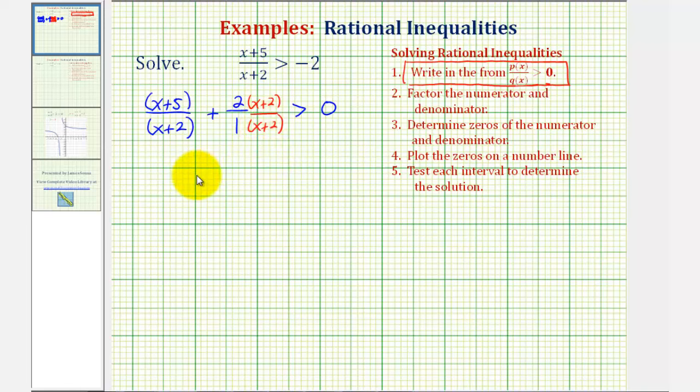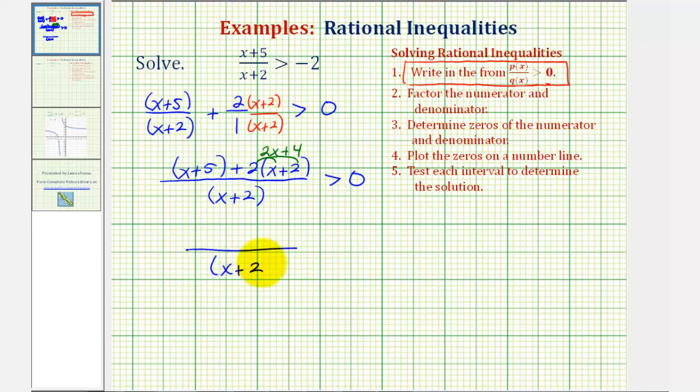And now that we have a common denominator of x plus 2, the numerator would be the quantity x plus 5 plus 2 times the quantity x plus 2. This is still greater than 0. And now we'll simplify the numerator. Notice if we distribute, we would have 2x plus 4. So now we would have the quantity x plus 2 as our denominator. The numerator would now be x plus 2x, that's 3x, and then 5 plus 4, that'd be plus 9, greater than 0. And now we're going to factor the numerator and denominator if we can.